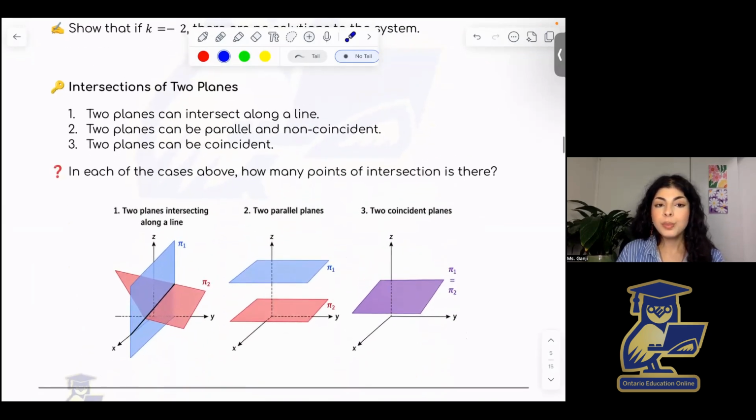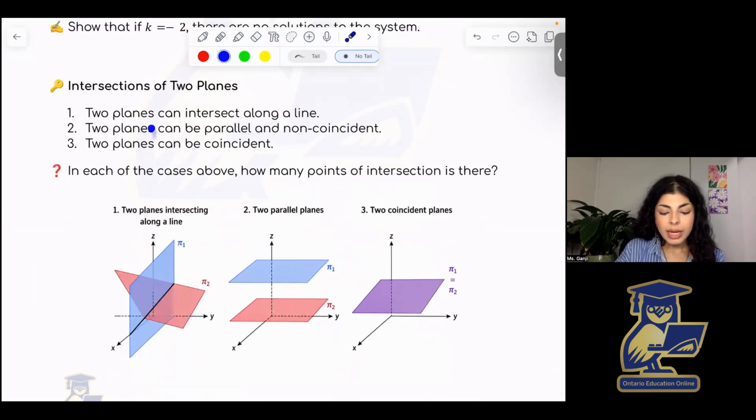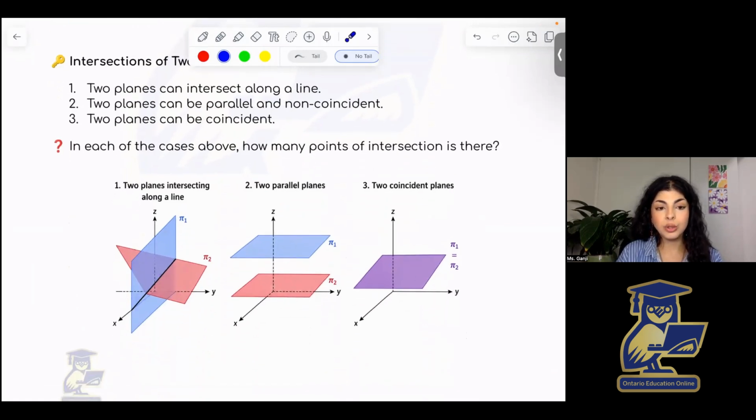So when two planes intersect, you can have that they intersect along a line, such as this example here. So if you have pi 1 and pi 2 as your two planes, these two are intersecting at this line. You can also have two parallel planes that will never intersect. And finally, you can have two planes that are coincident. So keep in mind, these two are also parallel, but more importantly, they are coincident. They are pretty much the same plane.